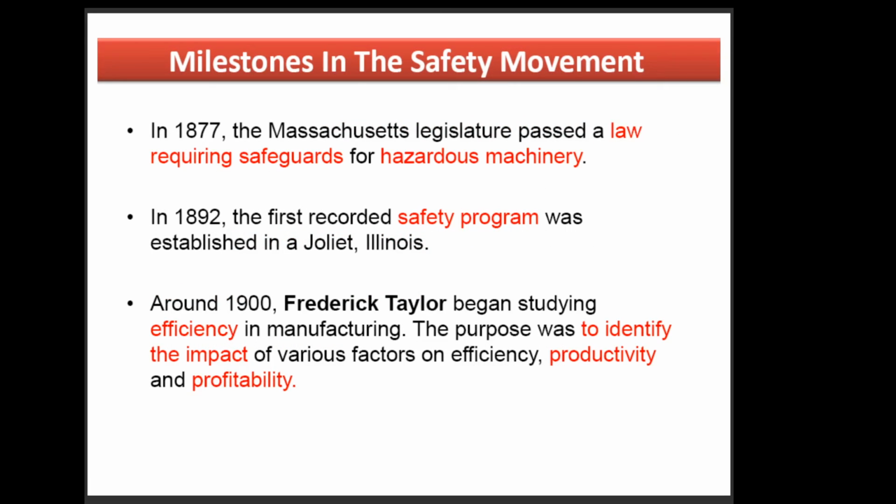In 1877, the Massachusetts legislature passed a law requiring safeguards for hazardous machinery. In 1892, the first recorded safety program was established in Joliet, Illinois. Around 1900, Frederick Taylor began studying efficiency in manufacturing. The purpose was to identify the impact of various factors on efficiency, productivity, and profitability.